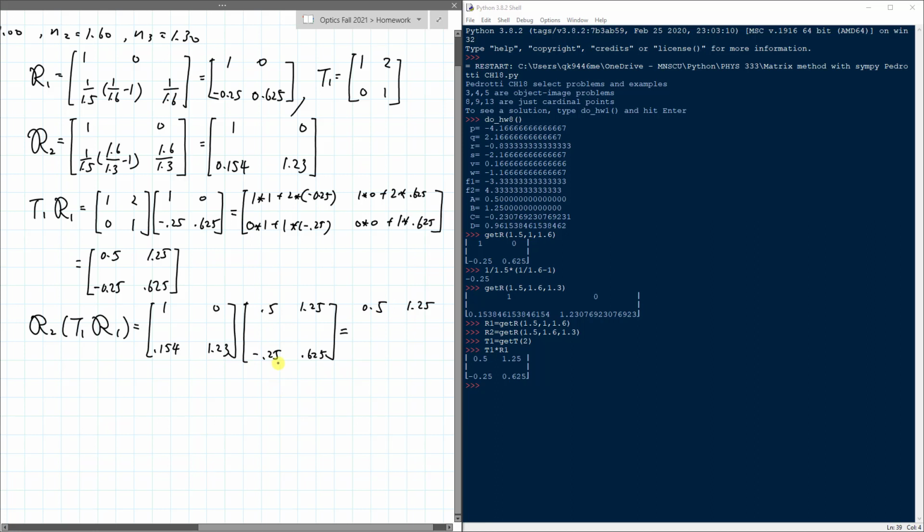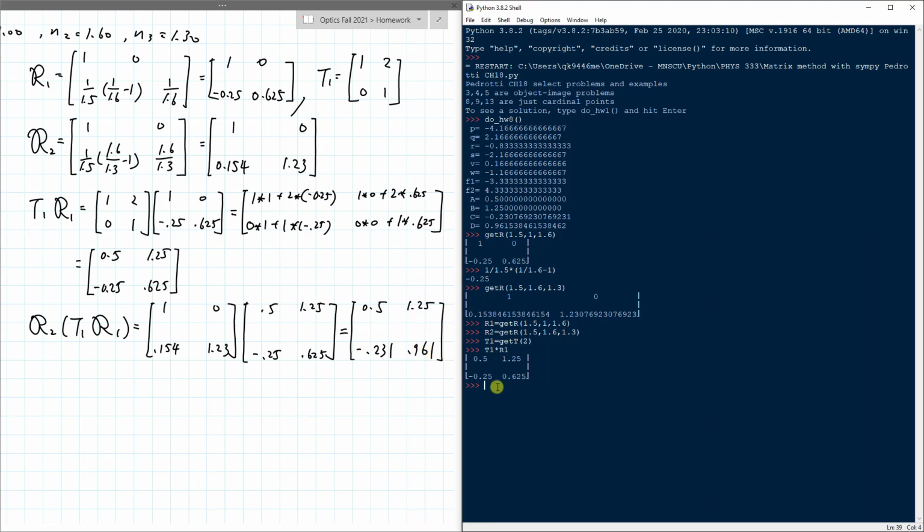And this times this, okay, it's a little more difficult now, and we'll use Python instead. And this times that, that's also difficult, so I think it's best if we just use Python. And okay, take a sneak peek. This is the A, the B, the C here is negative 0.231, and this spot is D, so 0.961. I can calculate just like this, so I can do R2 times T1 times R1. Okay, so that should get us the same thing.